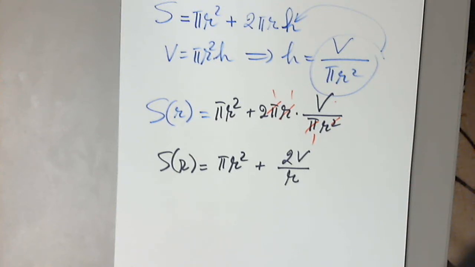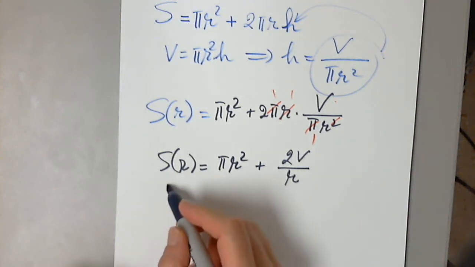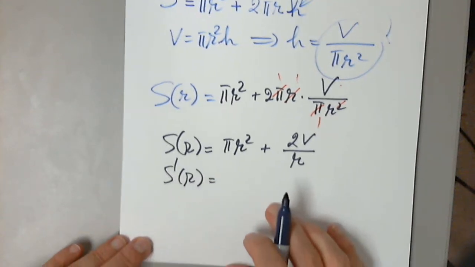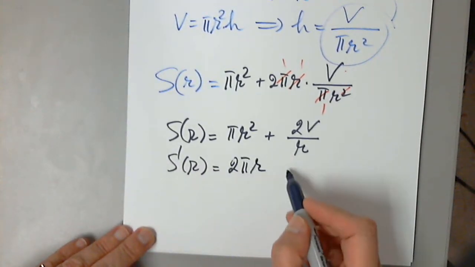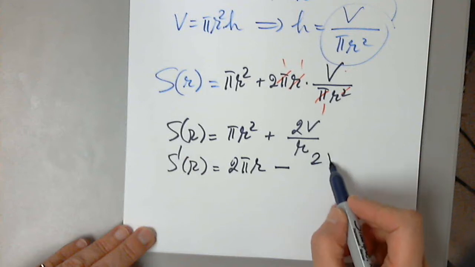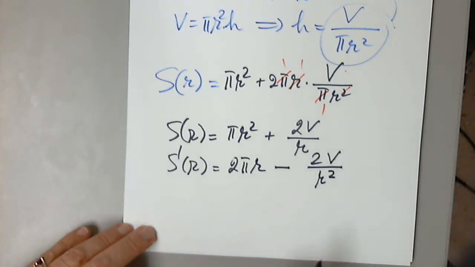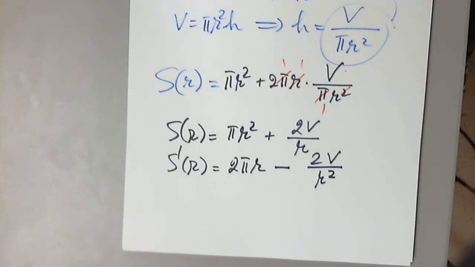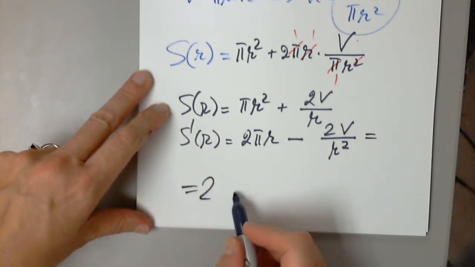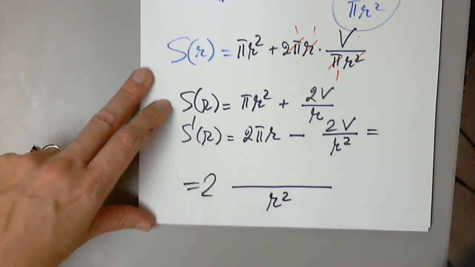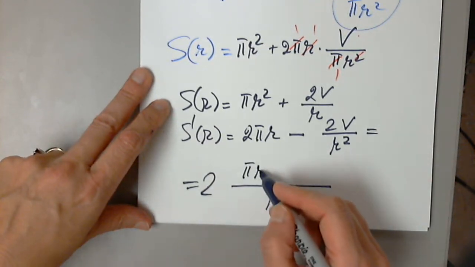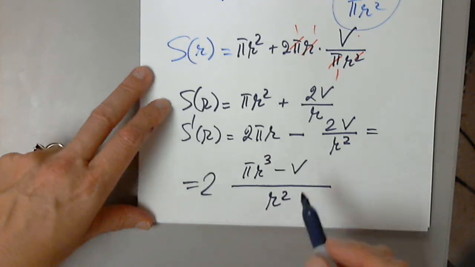Yes, I have to differentiate. So s prime of r equals 2 pi r minus 2v over r squared. V is fixed, 2 is fixed, of course. So I do have to find the least common denominator. I will factor out the 2. So this is pi r cubed minus v.